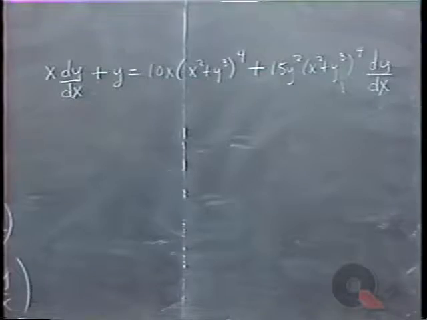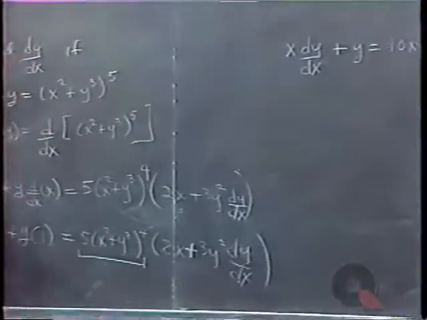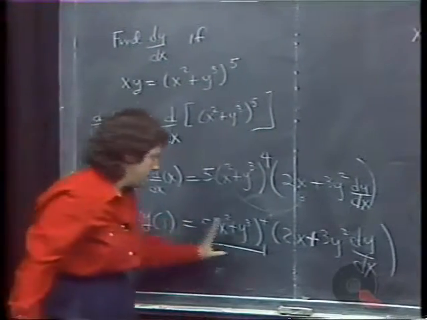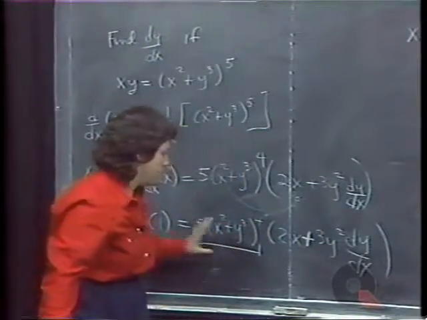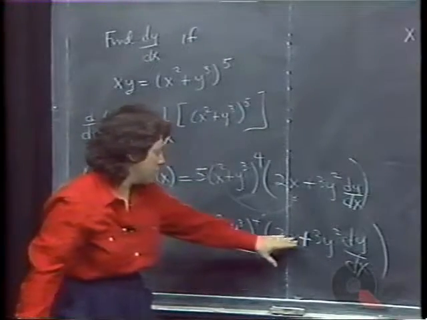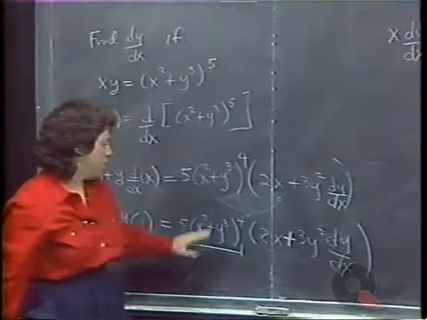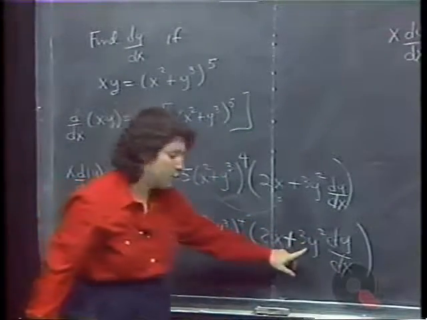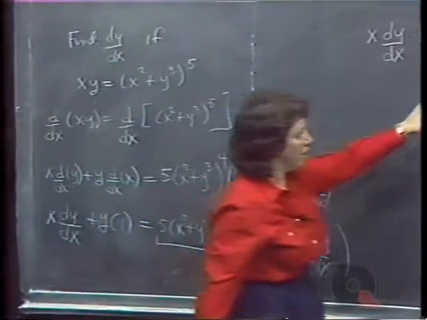Okay, once again, we had on the left side x dy/dx plus y. On the right side, we had this times this plus this. We're going to distribute this quantity through the parentheses. 5 times the thing to the power times 2x gave us 10x times the thing to a power, plus 5 times the thing to a power times 3y squared dy/dx. We took the 5 times the 3y squared, that was the 15y squared, and the thing to a power, and then dy/dx. So that's what we have.